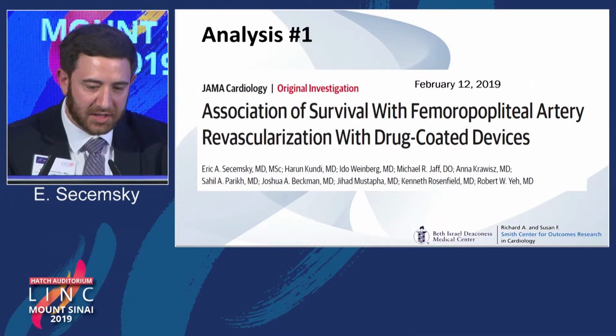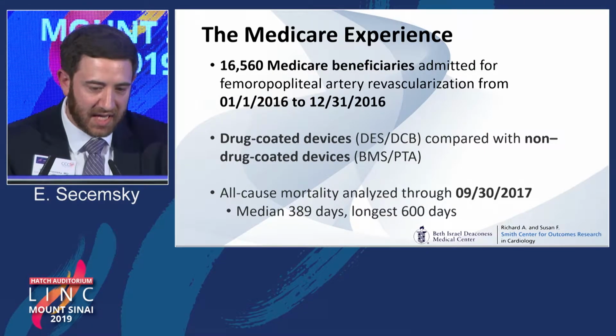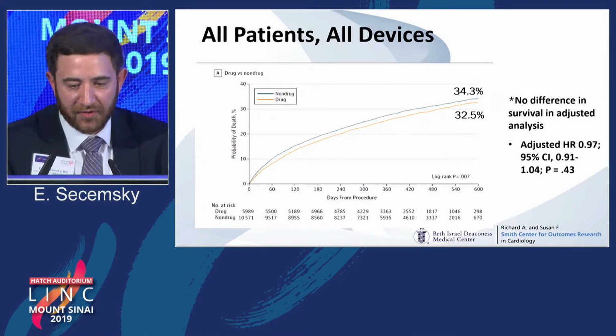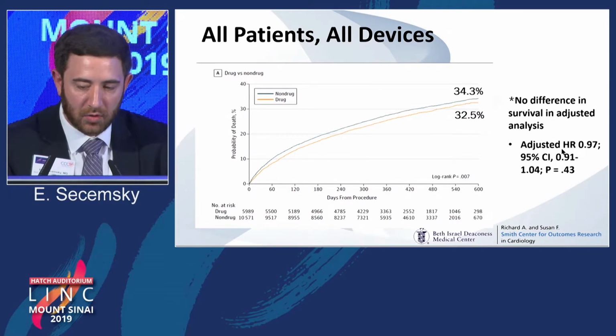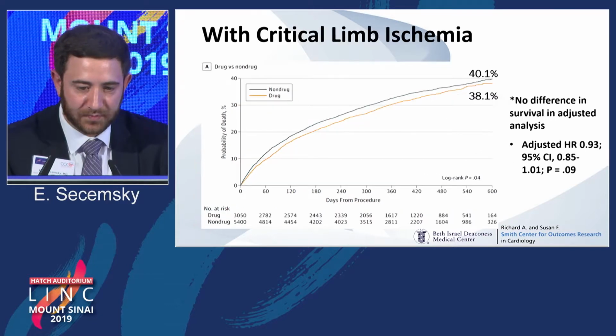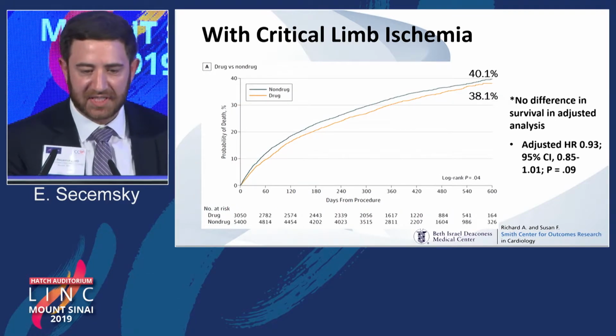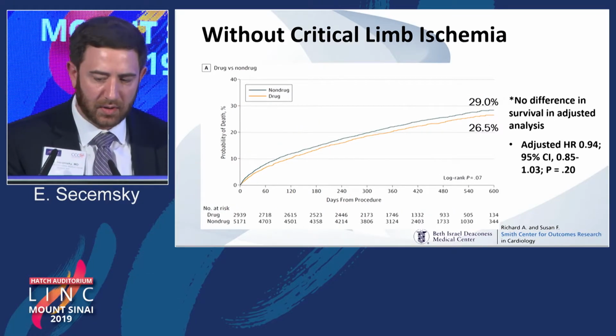Just to cover what we did previously, this JAMA Cardiology paper had over 16,000 patients with up to 600 days of follow-up, and we found no difference in mortality through that period. We then adjusted for all those comorbidities I talked about to make sure that there wasn't some imbalance that would have favored one group over another in survival. And it didn't matter if patients had critical limb ischemia or no critical limb ischemia.